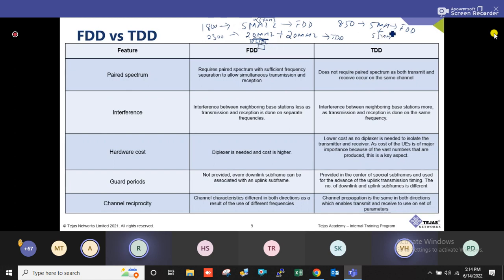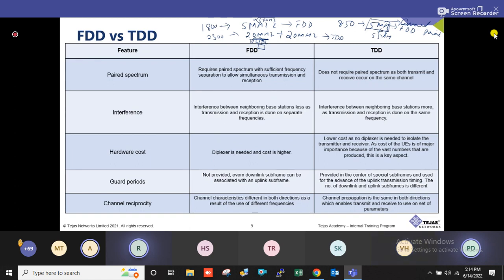Whereas if we look at this, here I have a separation. This is called duplex separation. But within this 5 megahertz, we don't require any guard period. That's what it means. In 1800, it is 5 megahertz, right?